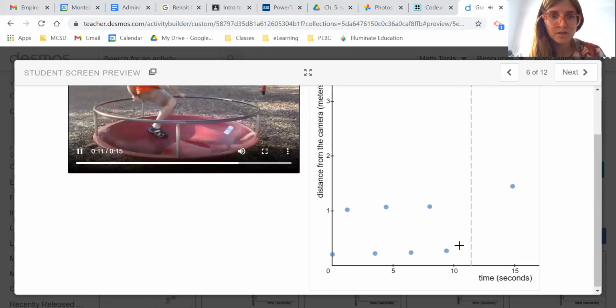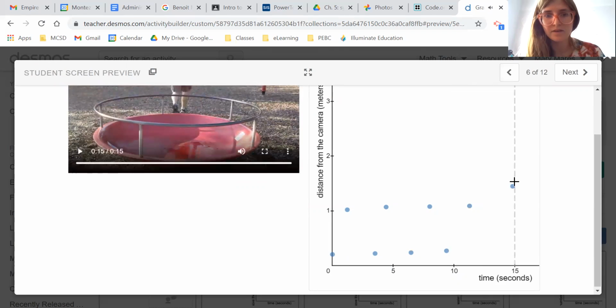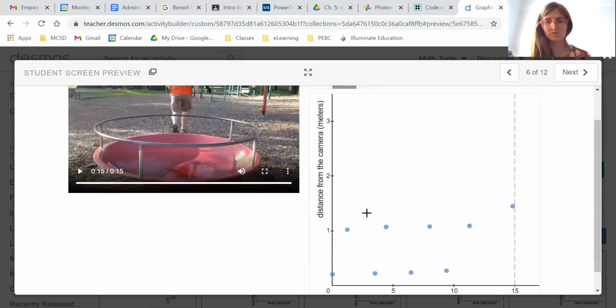I'm close, and then at 11, he's back here, and then he walks away even more. So now let's go ahead and connect those dots. So it's going to go further away, closer, further away, closer, further away, and closer, further away, and then he walks away.